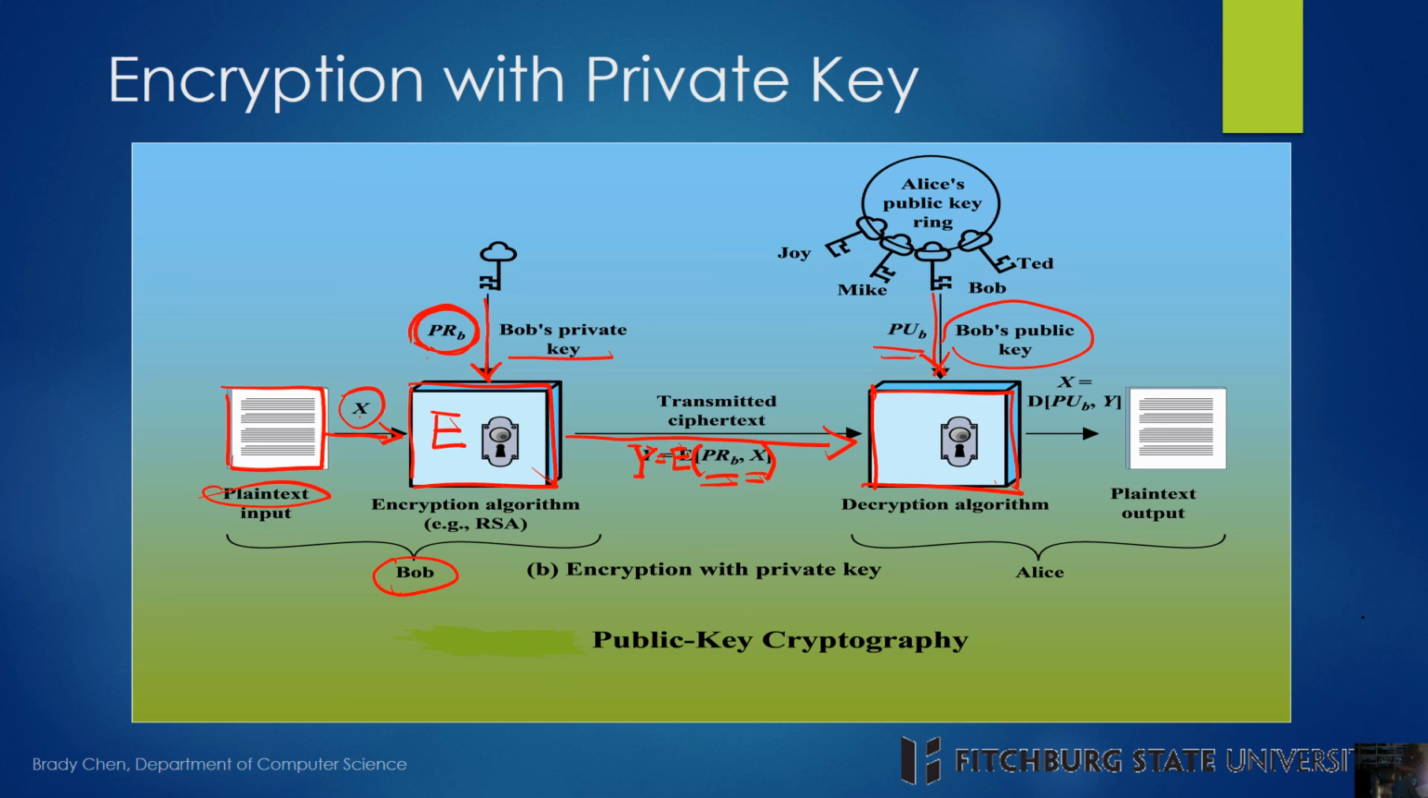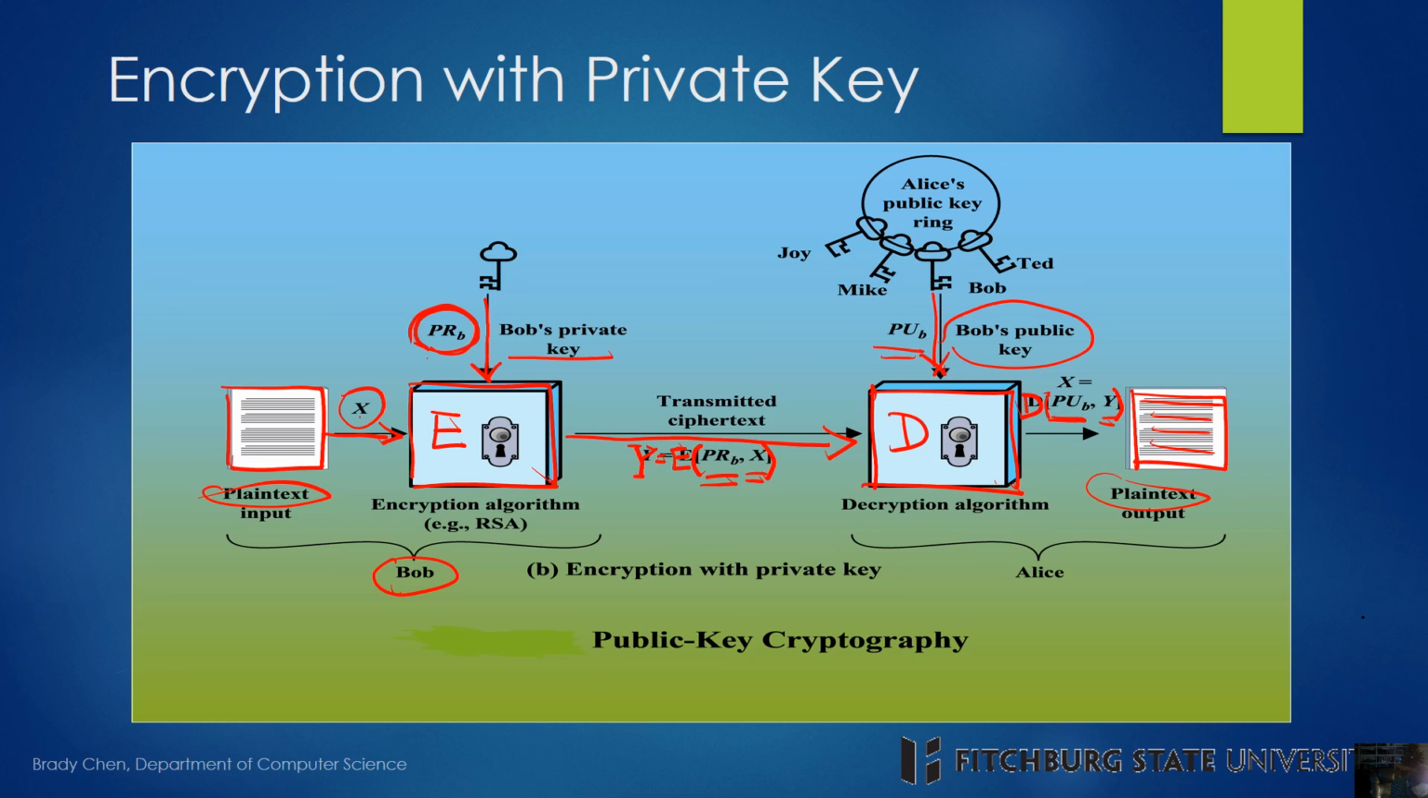So that's a decryption algorithm. You can reinterpret D as a math function, and the parameters are Bob's public key and the encrypted message, the ciphertext sent by Bob. Hopefully this is going to restore the message back to the plain text that was sent by Bob.